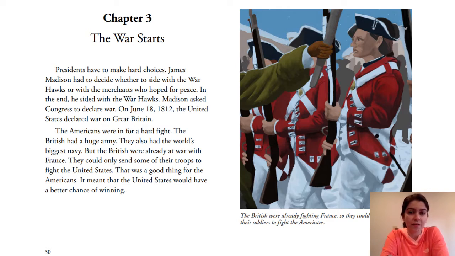So again, looking at that paragraph, who did Madison end up siding with and what did that mean? Go ahead and tell me your answer out loud. Good, so they told us right here in the first paragraph that he sided with the Warhawks, and then that meant that Madison asked Congress to declare war. Let's keep reading in the second paragraph.